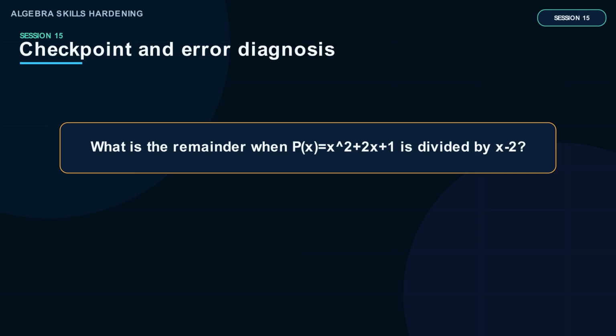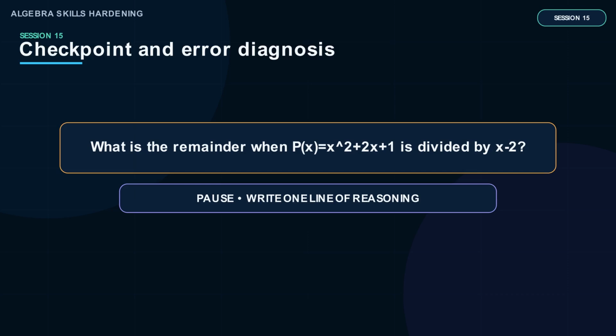Try this checkpoint without copying the example. What is the remainder when P(x) = x² + 2x + 1 is divided by x − 2? Decide which mathematical fact controls the answer. Write one line of reasoning before you commit. Visible decision is easier to inspect and correct.